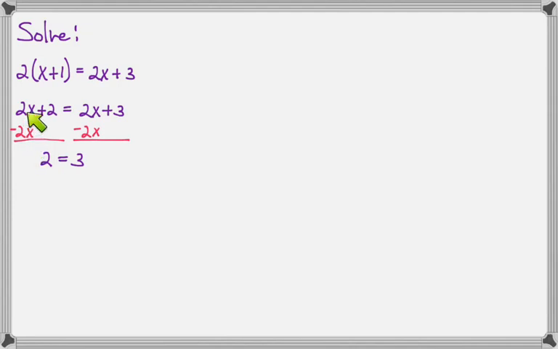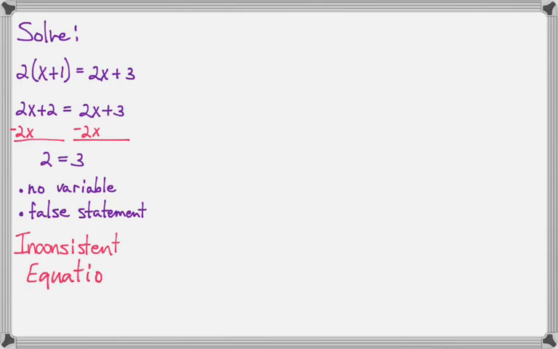The problem is that you have the same x term on both sides, so when you eliminate it from one side, it gets eliminated from both sides, and you're left with something with no variable that's not true. So this is how you'll recognize it. There's no variable left, and it's a false statement. 2 equals 3 is not true.